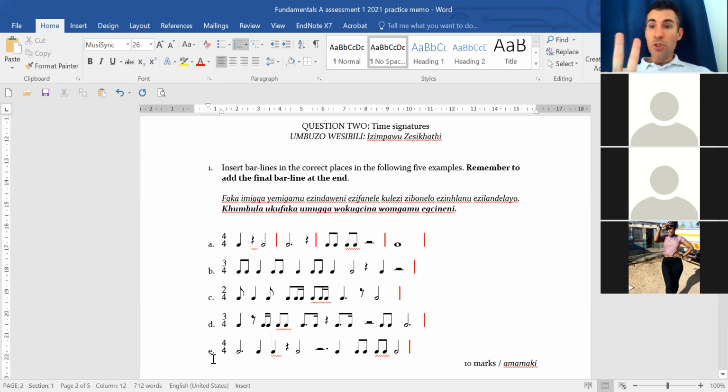I'm going to give you 2 minutes just to work those out in your mind so that you can explain to us where to put the bar line. So let's put the bar line if you're struggling, okay? 2 minutes to work on that. Start with Bongani. You said I'm doing E, right? B. Oh, B, okay. The second one.